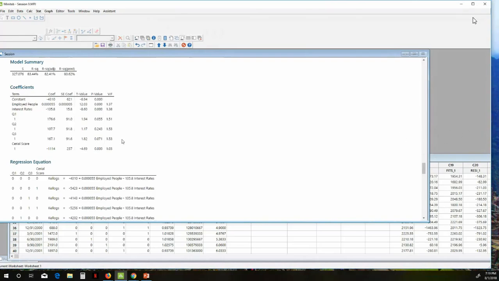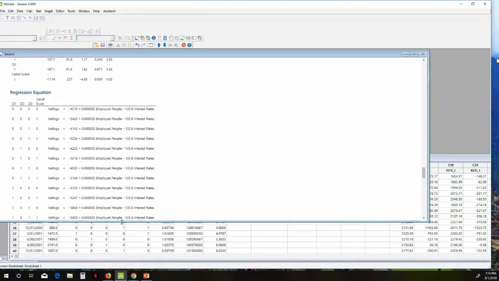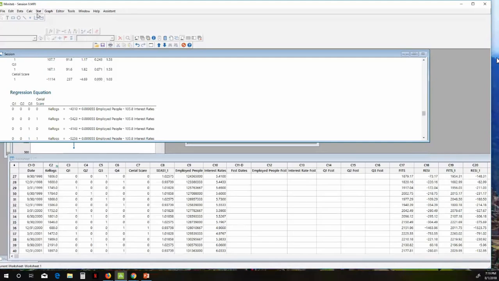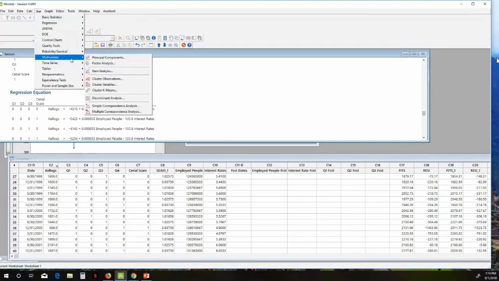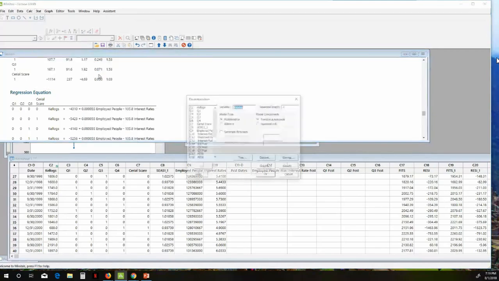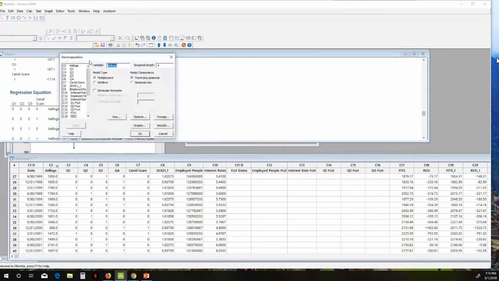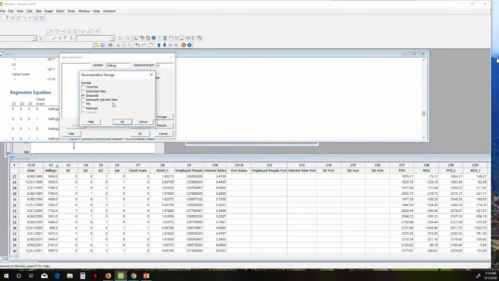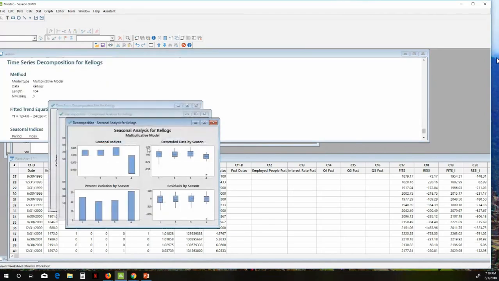Okay. There's something else you could do for seasonality, and that is you can run, go to Stat, Time Series, and go to Decomposition, and you can run Kellogg's revenue through decomposition with a seasonal length of 4 and store the seasonals. See this little seasonals? Those are the seasonal index. Okay, and when you run it and store it, you get what I've got here.